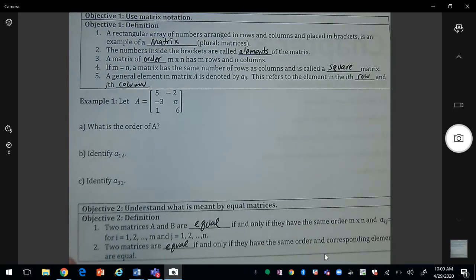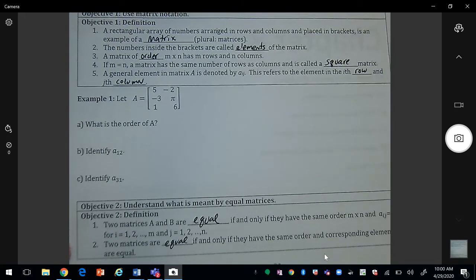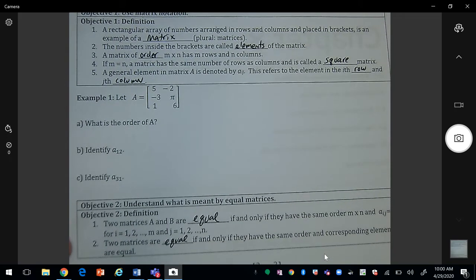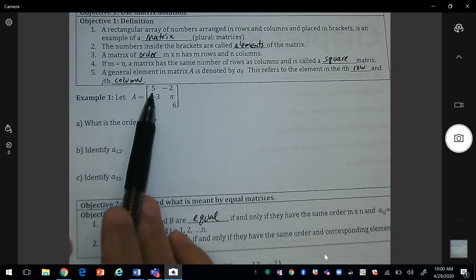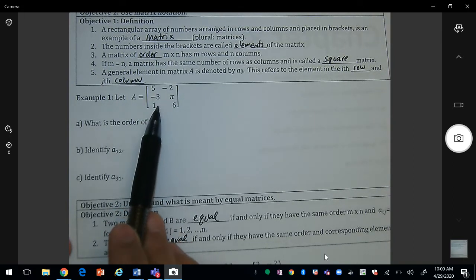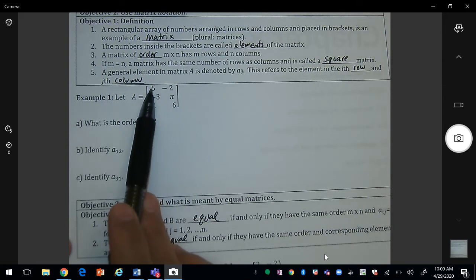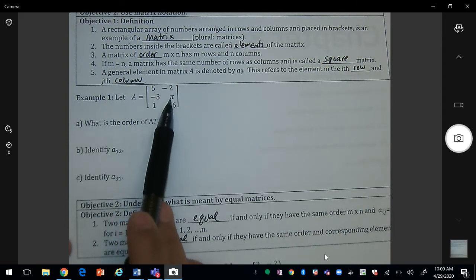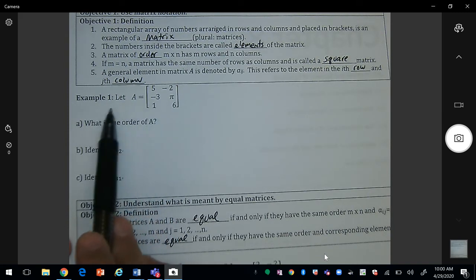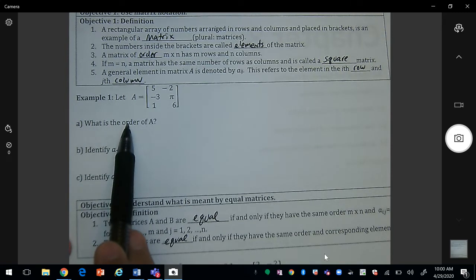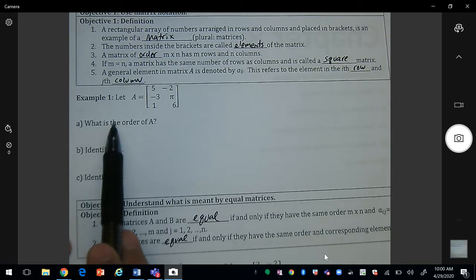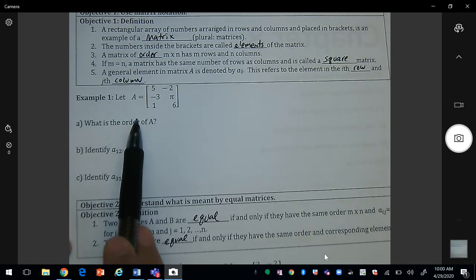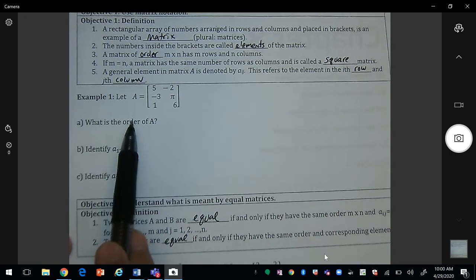So first we'll start off with the basics of what matrices are. Example 1: let A equal 5, -2, -3, pi, 1, and 6. The numbers in here are called elements. And what is the order? Again, sometimes instead of the word order, you might be asked, what is the dimension of A? Basically the word order or dimension is asking for the size of a matrix.